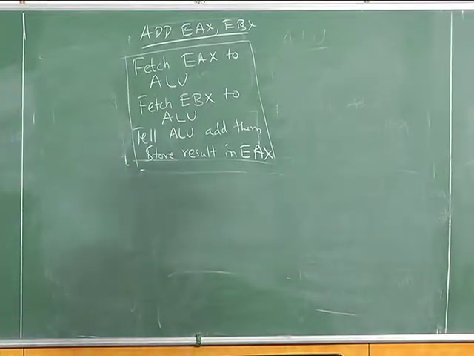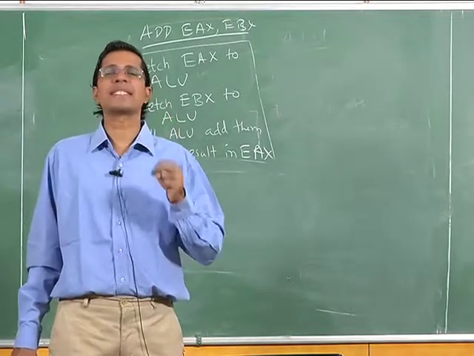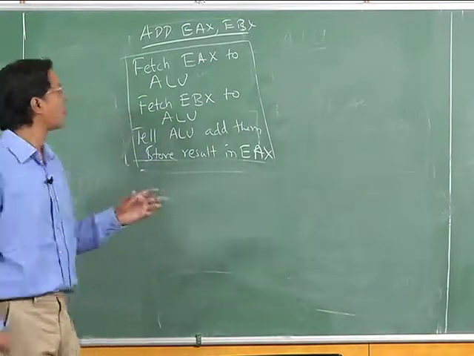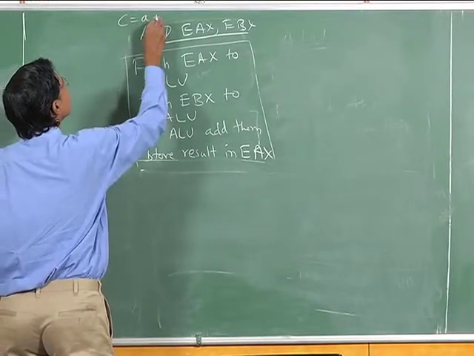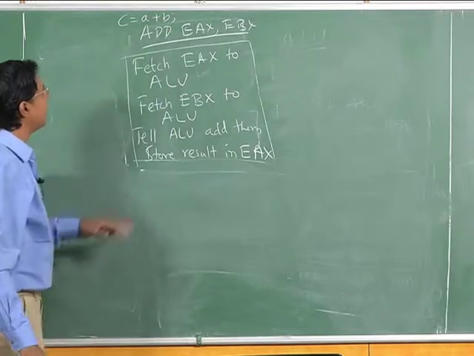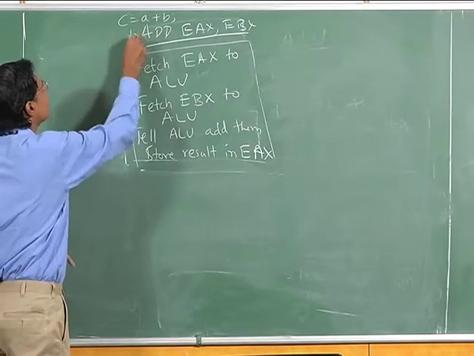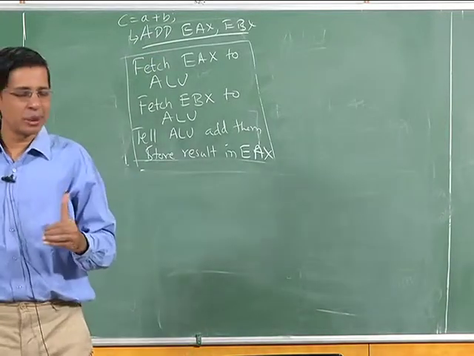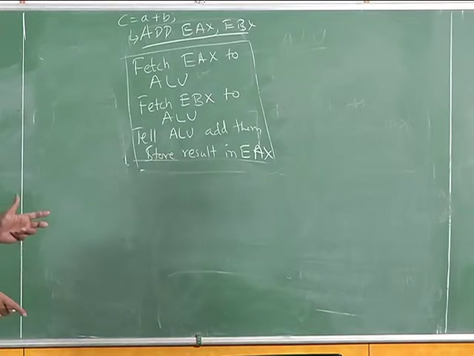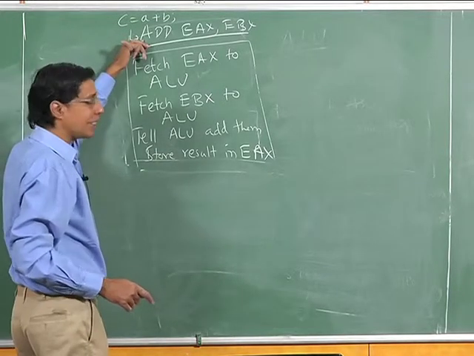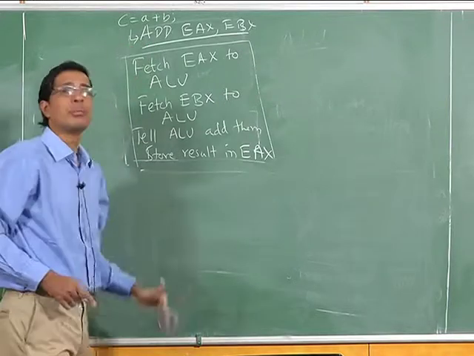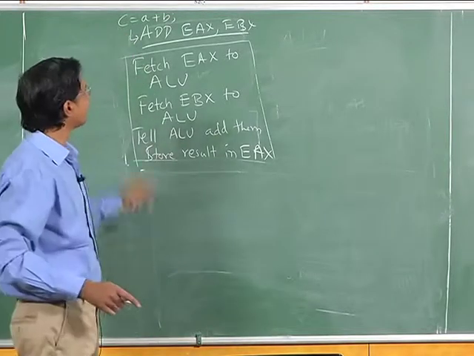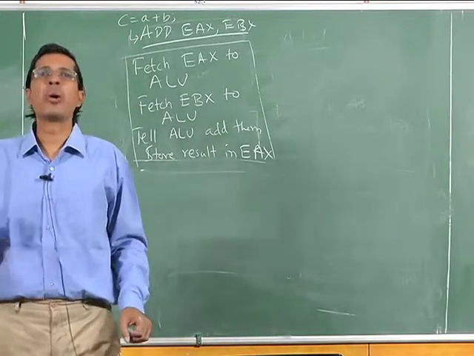So as we have seen, there are 2 translations that exist. The first translation is the C program got converted, that C equal to A plus B essentially got converted, one of this instruction was this add EAX EBX. So your C program got converted into an assembly code. Now this assembly code essentially gets converted into a set of micro instructions. The first translation was done by a compiler, the second translation is done by your micro architecture.